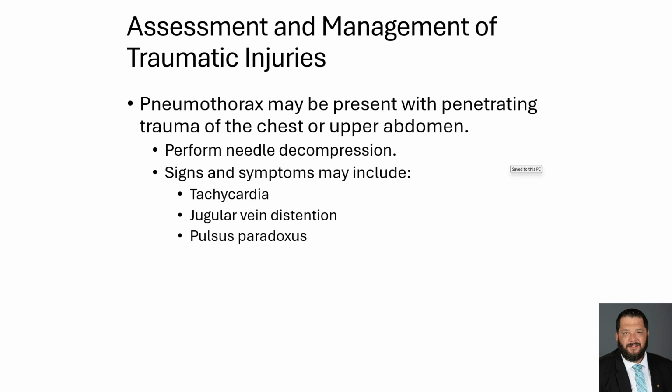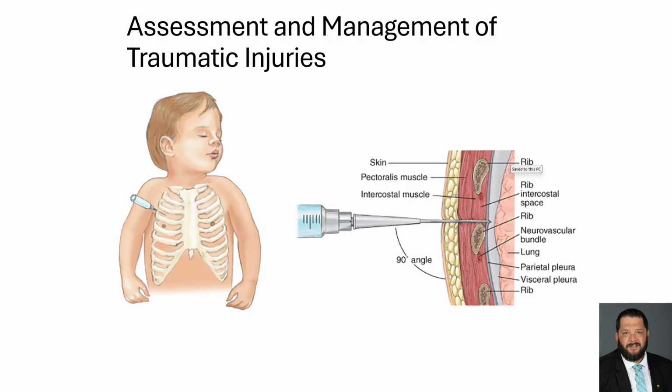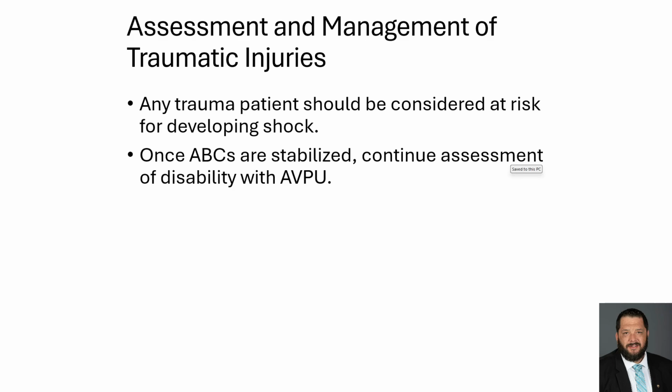Pneumothoraces can be present with penetrating trauma of the chest or upper abdomen. Advanced providers, paramedic providers for this can use needle decompression to help decompress the chest. Signs and symptoms for this can include tachycardia, JVD, and pulsus paradoxus. JVD being the jugular venous distension noted on the neck, and pulsus paradoxus is a reduction or an absence of radial pulse during inspiration. And this is created by the increased intrathoracic pressure caused by the pneumothorax and accompanied with inspiration, reducing cardiac output. For basic level providers and advanced EMTs, you can consider things like assisted ventilation or assisted oxygenation for these patients. Any trauma patient should be considered at risk for developing shock.